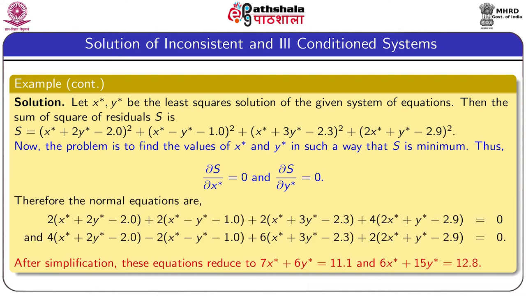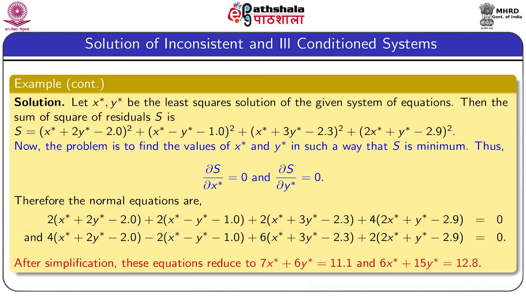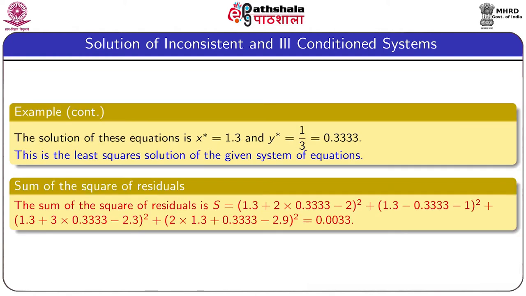After simplification, the normal equations are this one, that means 2(x star + 2y star - 2) + 2(x star - y star - 1) + 2(x star + 3y star - 2.3) + 4(2x star + y star - 2.9) = 0. And the second equation is obtained from del S by del y star = 0. After simplification, these two equations reduce to 7x star + 6y star = 11.1 and 6x star + 15y star = 12.8. The solution of these equations is x star = 1.3 and y star = 1/3, which is taken as 0.3333, correct up to 4 decimal places. So this is the least square solution of the given system of equations.